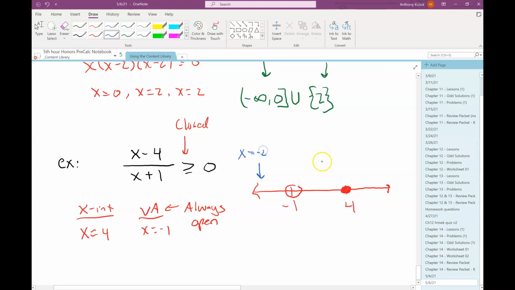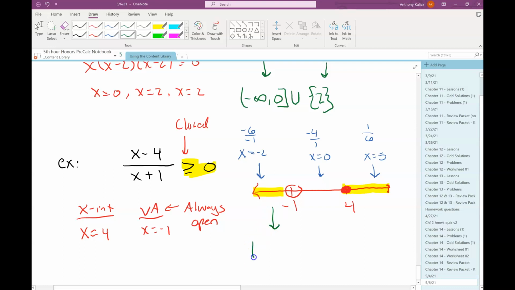So maybe we'll pick -2 from here, 0 from there, and 5 from here. So -2 gives me -6 over -1, so that's positive. If I plug in 0, that gives me -4 over 1. That's a negative section. And if I plug in 5, that gives me 1 over 6. So the positive sections are here and then here. Everybody okay with that?